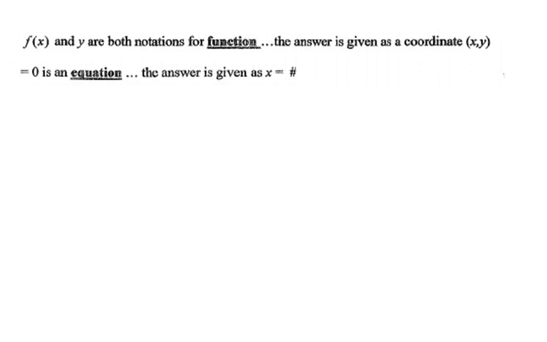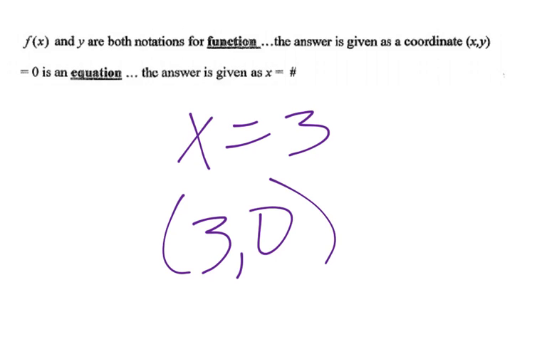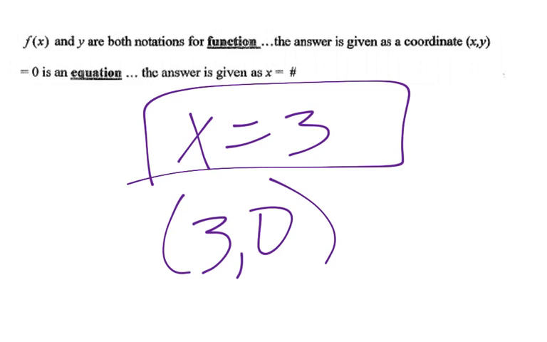F of x and y are both notations for functions, and the answer is often given as a coordinate, x comma y. If it's set equal to 0, it's an equation, and the answer is given as an x equal a number. I just want you to be aware that it could be written either way. You could say x is equal to 3, or you could say 3 comma 0 for an answer. I'm fine with you writing it like this, but just be aware that when you're looking at multiple choice, it could show up either way.